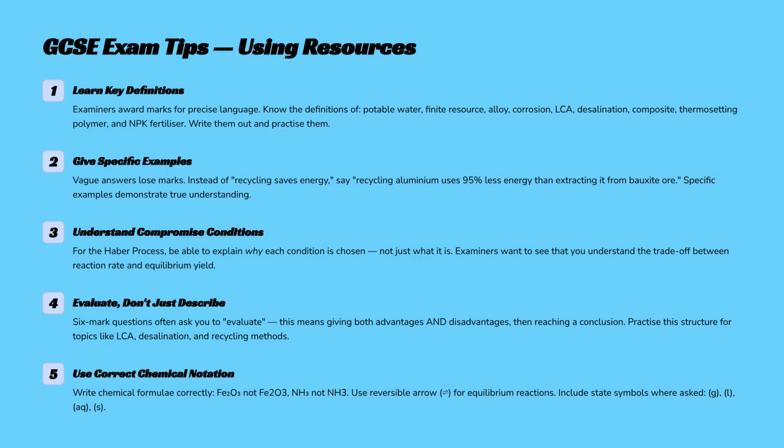To maximize marks, learn key definitions precisely. Use specific examples, such as the 95% energy saving from recycling aluminium. When discussing compromise conditions, explain why they are chosen. For evaluate questions, give advantages, disadvantages, and a conclusion. Finally, ensure all chemical formulae and notation are correct.